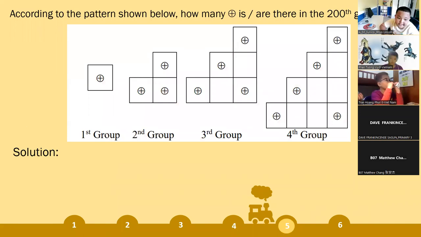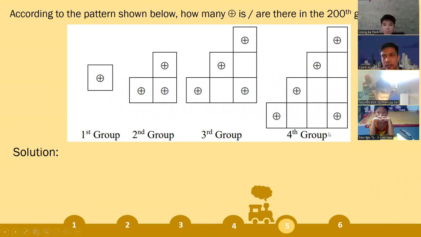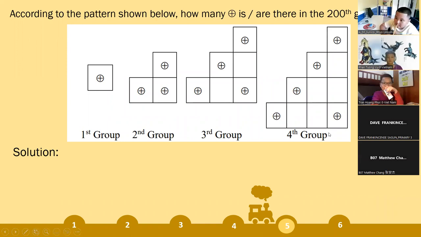According to the pattern shown below, how many circles are there in the 200th group? According to the pattern shown below, how many circles are there? Wait a moment. I think it's not 200. What is this? For 45 groups.